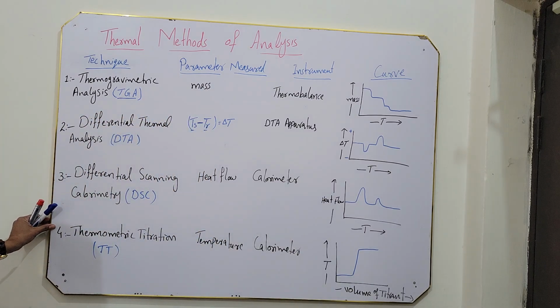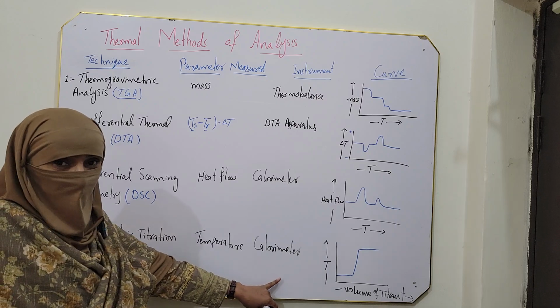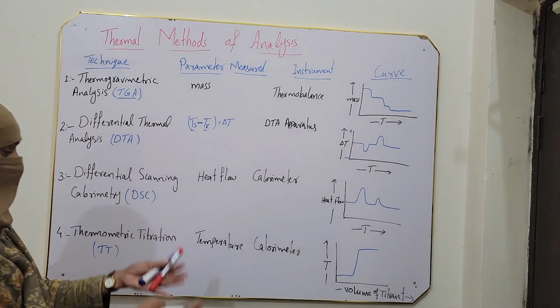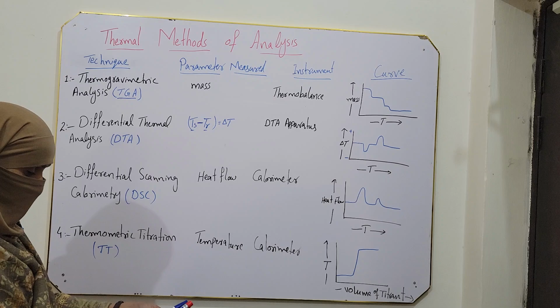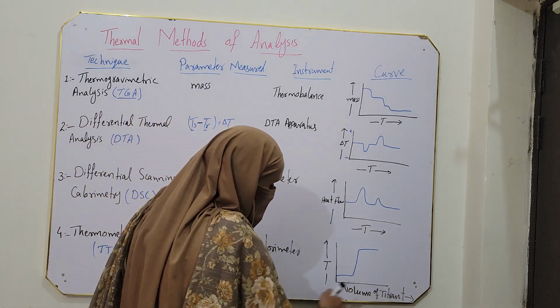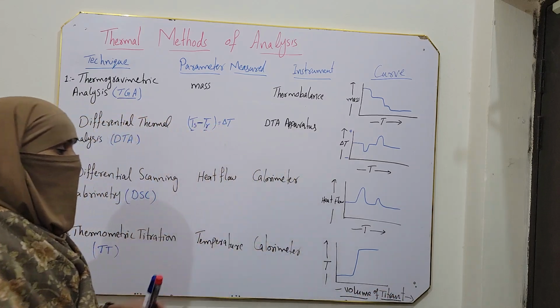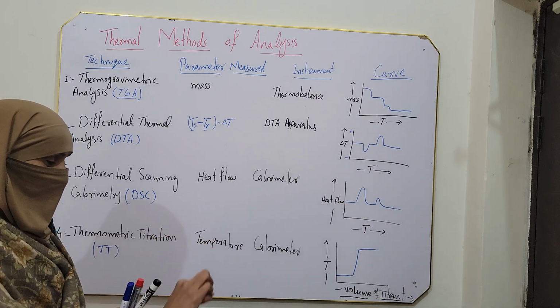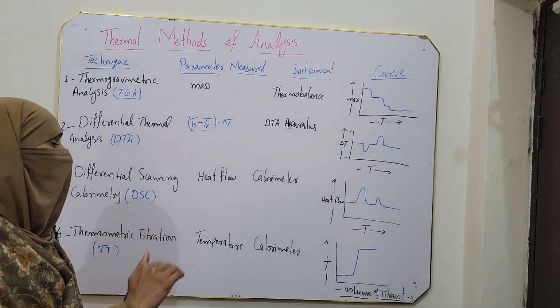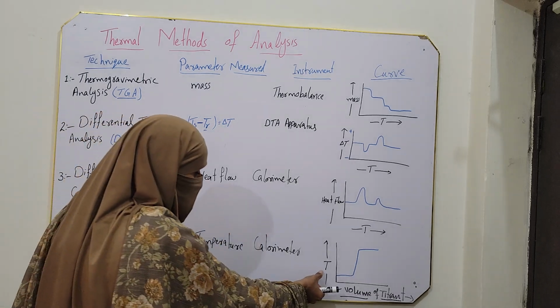The next technique is thermometric titration, TT. This is a titrimetric method. In this titration, we measure temperature, and again a calorimeter is used. We take our sample and measure its temperature, then start adding titrant. On the x-axis there is the volume of titrant in milliliters. We gradually add titrant in small aliquots, either 0.5 ml or 1 ml, and by addition of titrant, the change which occurs is recorded, and this change is a change in temperature.